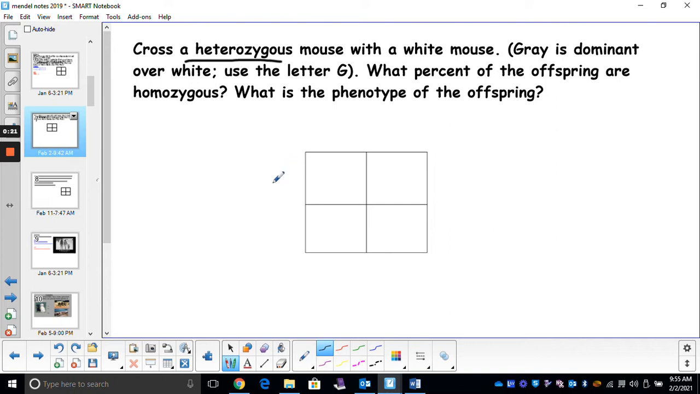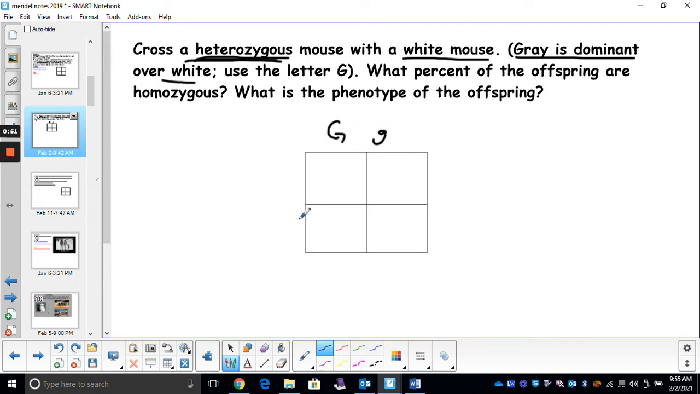on to their offspring. So first it says cross a heterozygous, keyword there, heterozygous means different, a heterozygous mouse with a white mouse. So it says gray is dominant over white. So gray is dominant over white. Use letter G. Well, if we have heterozygous, heterozygous means different. So we have a big G and a little g for our alleles.